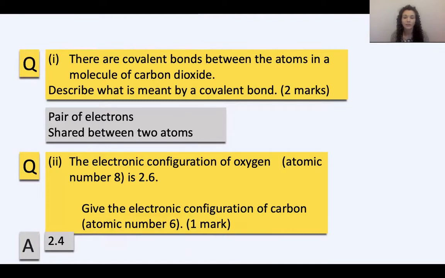Give the electronic configuration of carbon, which has an atomic number of 6. So this is a 1 mark question. All I needed to write is the electronic configuration in this note form that we use. So I've written 2 in the first shell because the first shell can only hold 2, and 4 in the next shell to make it up to 6.